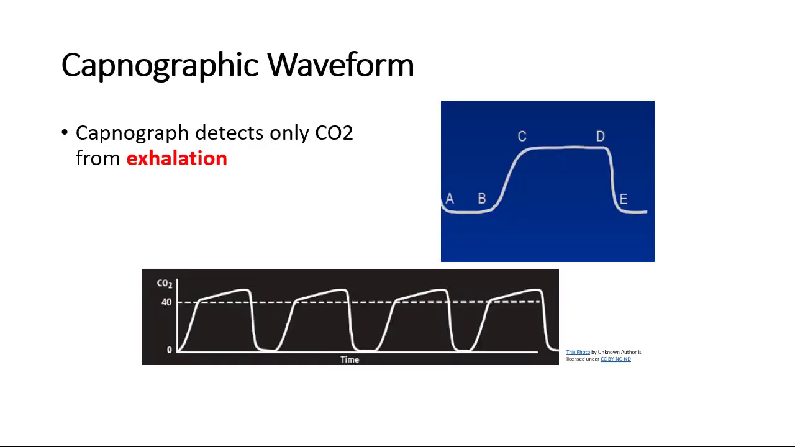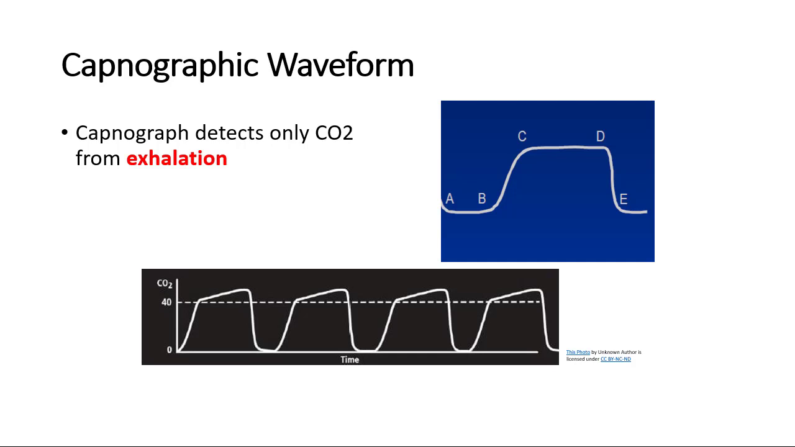Now remember that the capnograph only detects CO2 from exhalation. Well, I would probably rephrase that. It only detects CO2 in the respiratory tract that should only occur during exhalation. It is possible that if for some reason you have CO2 trapped, so when they breathe it in, almost like a reservoir, they breathe in a little CO2, it will pick that up and it will alter your waveform. But you should not have that.